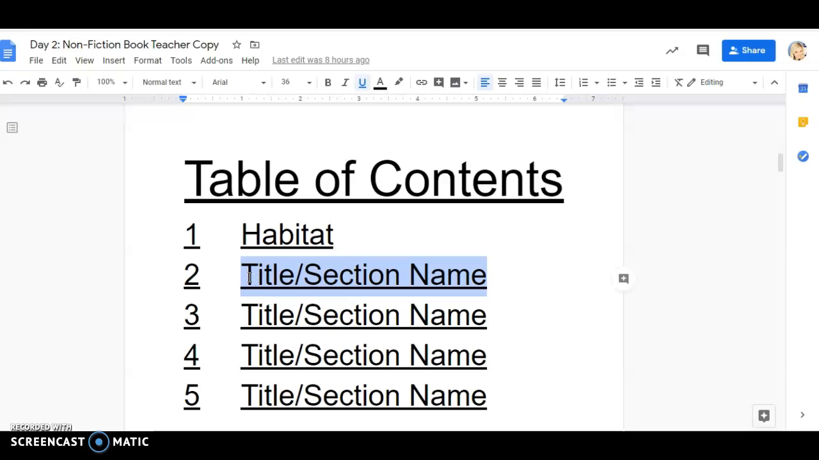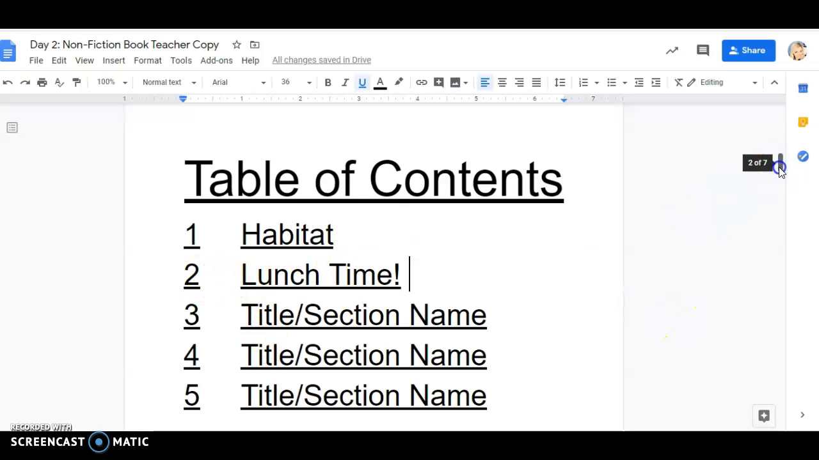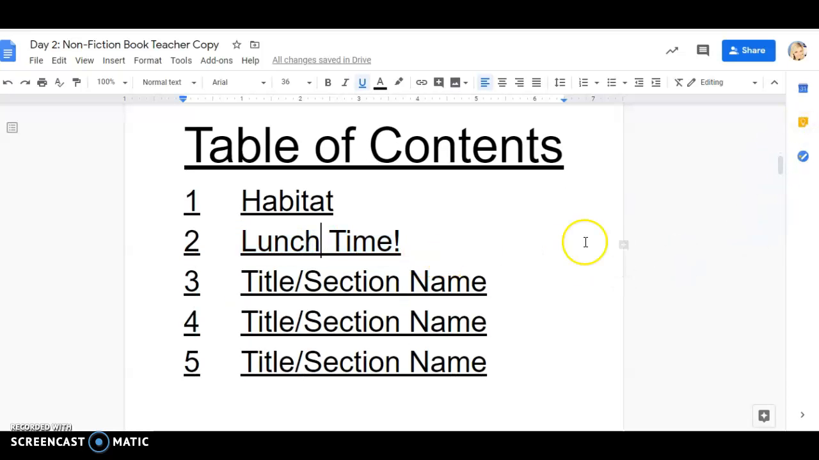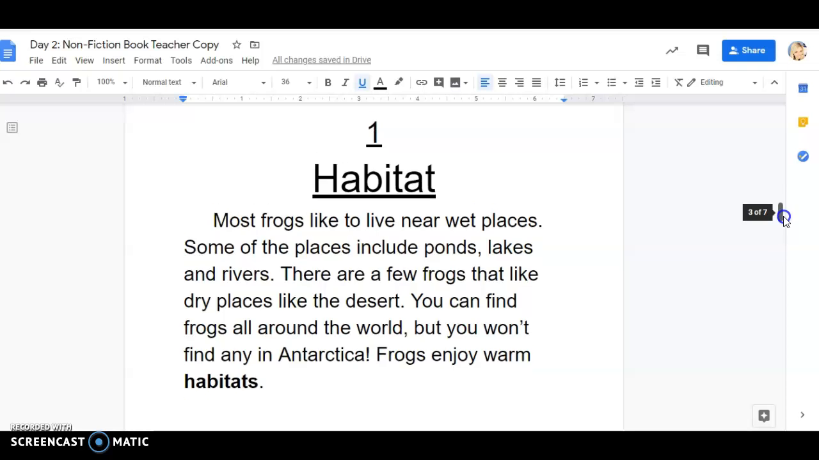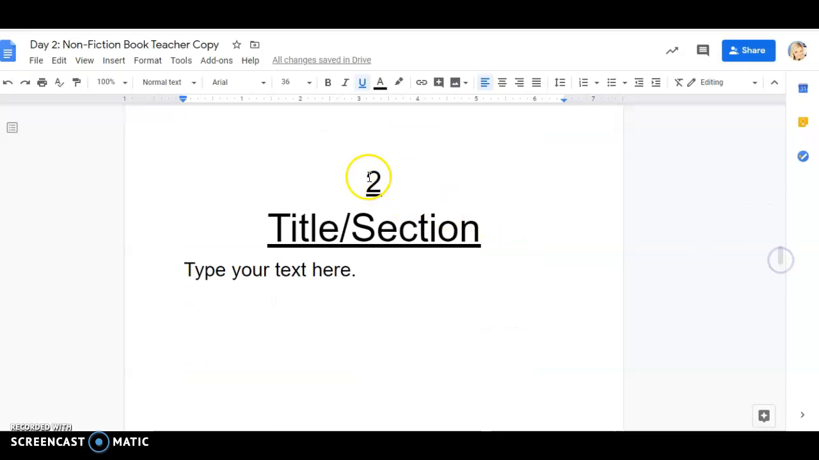Now I can put what frogs eat, diet, lunchtime, dinner time, any kind of thing that relates to food. So I'm going to say lunchtime. So now this is section 2. So I'm going to scroll down. Now whatever I put here, I'm going to label my section. So lunchtime I know means about their food, their diet, what they eat. I'm going to see what I did before. Yep, here's section 2. So I'm going to put lunchtime.